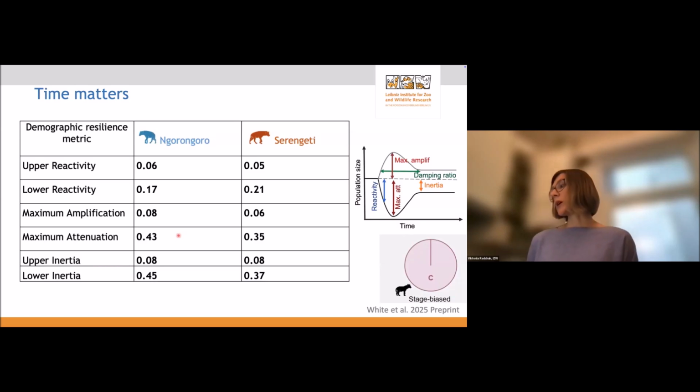And first, I would like to show you the result using the stage-biased initial population vectors, something that is commonly done currently with the framework. And you can see here this MAPE measure, so it's the measure of the discrepancy between both approaches for each population and for each matrix. And as you can see, apart from this one value here, basically all of them are higher than 0.05, which means that time matters when quantifying demographic resilience. And it's especially important, the discrepancy between both approaches is especially high for maximum attenuation and lower inertia.